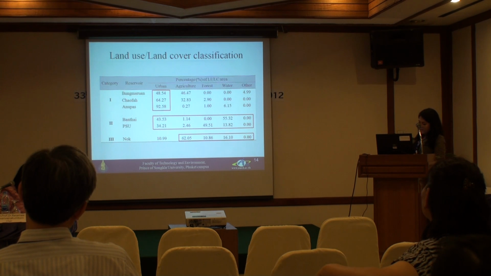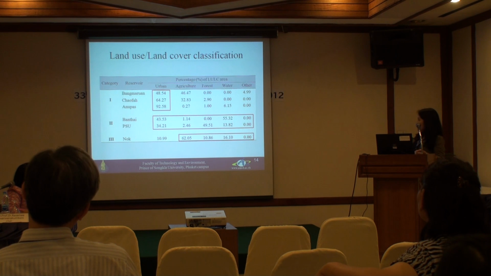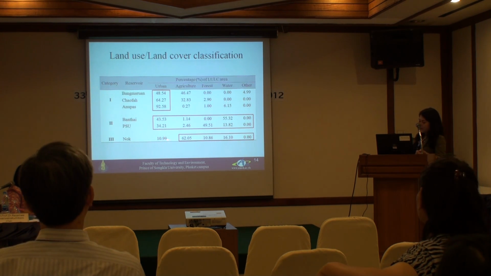Okay. The major land use of Nok Reservoir was forest area, combined with the para-rubber in agriculture, with a field of urban area.